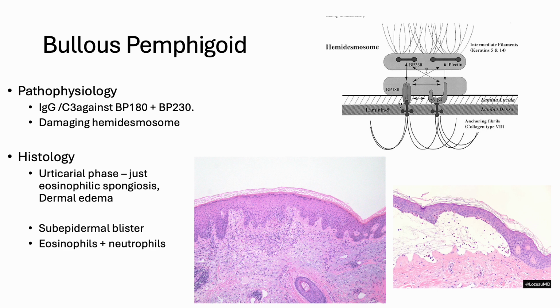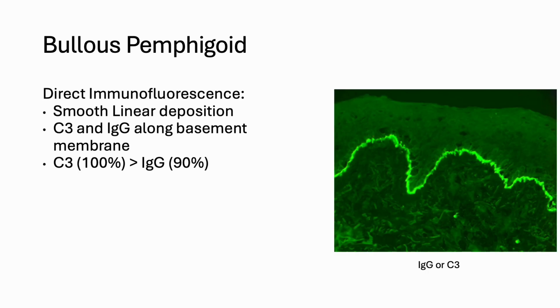And later on, there will be a true separation at the dermal-epidermal junction. You will see a separation filled with eosinophils and neutrophils. That is a very characteristic feature for bullous pemphigoid. Here is the BP180 and BP230. So what is the direct immunofluorescence study? It will show linear deposition instead of fishnet. You can see it demonstrated here, a linear pattern.